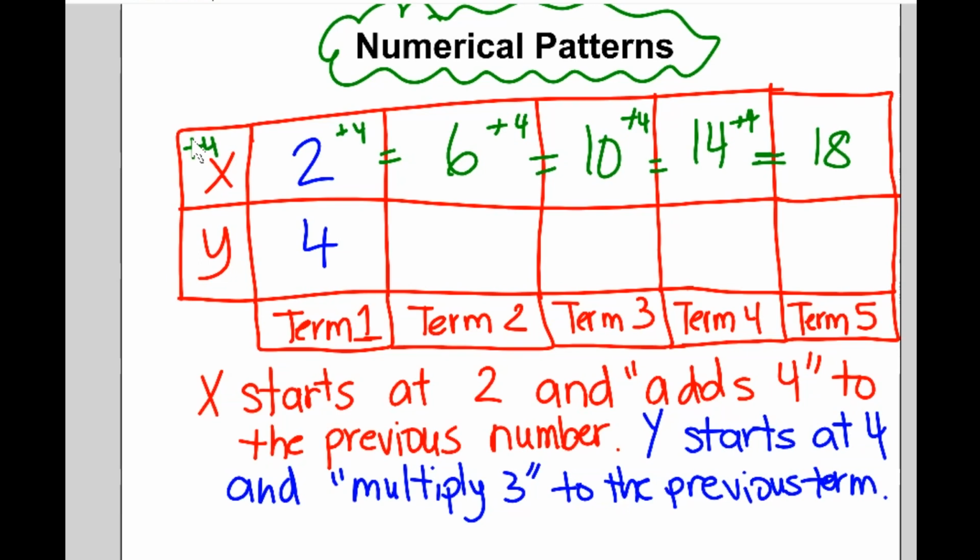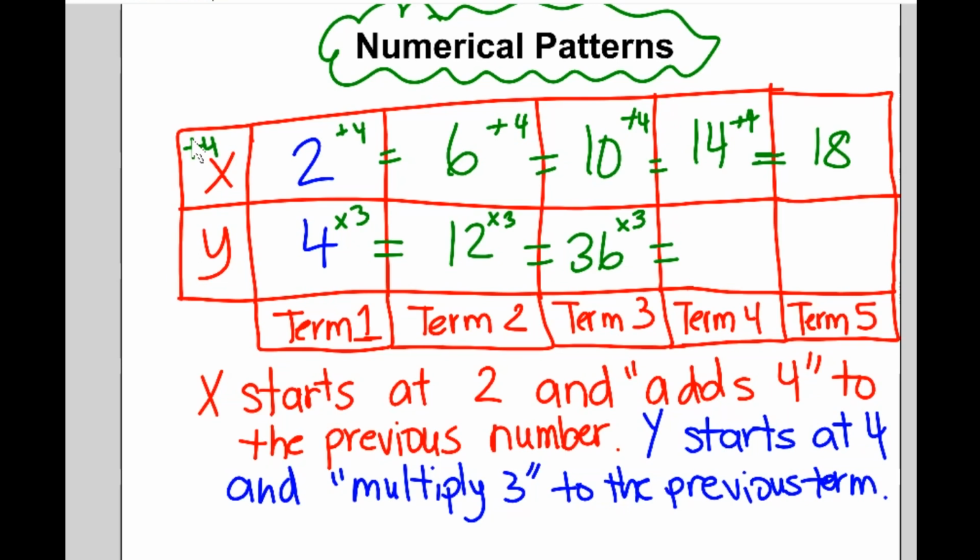Now, for Y, it says Y starts at 4 and multiply by 3 to the previous term. So, okay, if we're trying to get term 2, we look at the previous term, which is term 1, and we multiply by 3, it says. Okay, multiply by 3. 4 times 3 is 12. 12 times 3 to get term 3 is 36 because I know my 3's facts and I know my 12's facts. 36 times 3, that's going to be a big one.